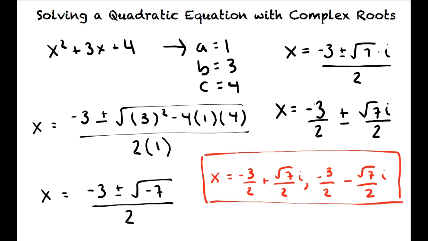Continue simplifying to get the final answer of x equals negative 3 over 2 plus the square root of 7 over 2 i, comma, negative 3 over 2 minus the square root of 7 over 2 i.